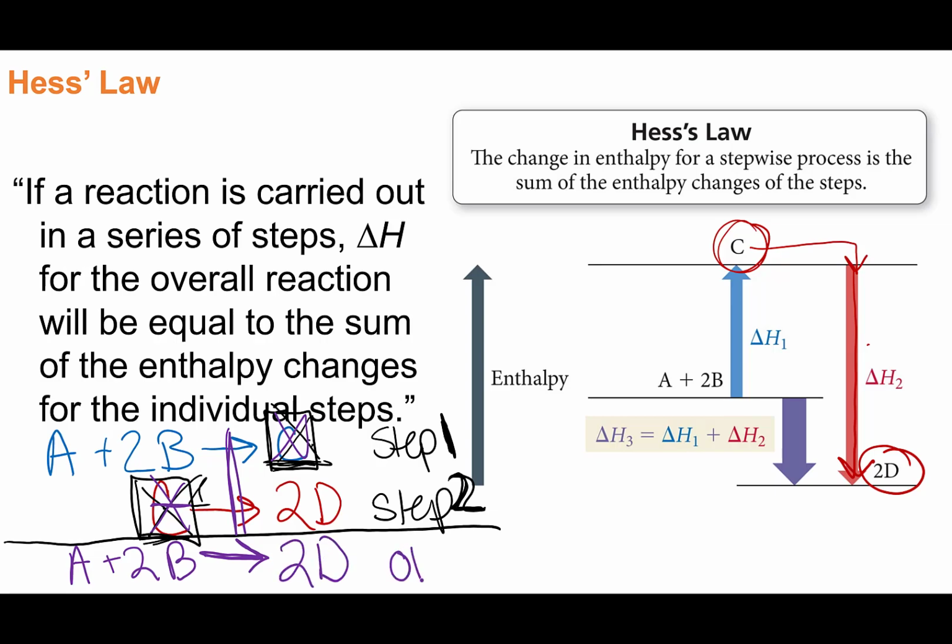Okay? And this, my friends, is the overall reaction. So that's the hard part, is adding together the steps to get to the overall reaction. Once I know what the overall reaction is, then I just simply add up the enthalpy numbers, and that gives me the enthalpy of my overall. That's the easy part.